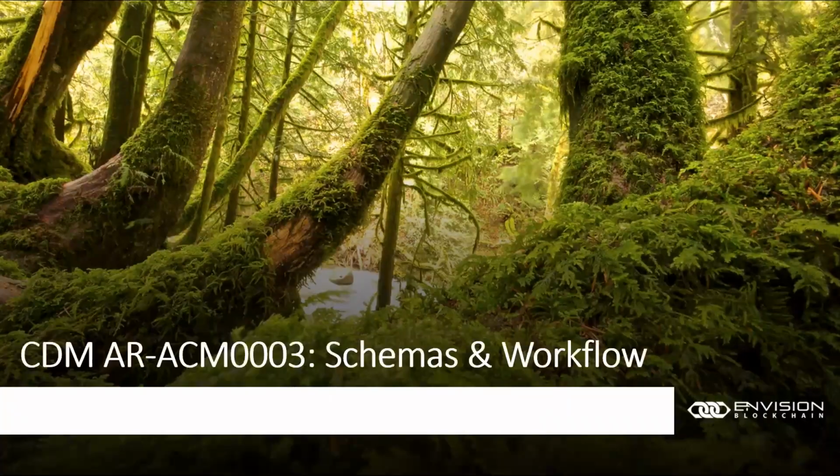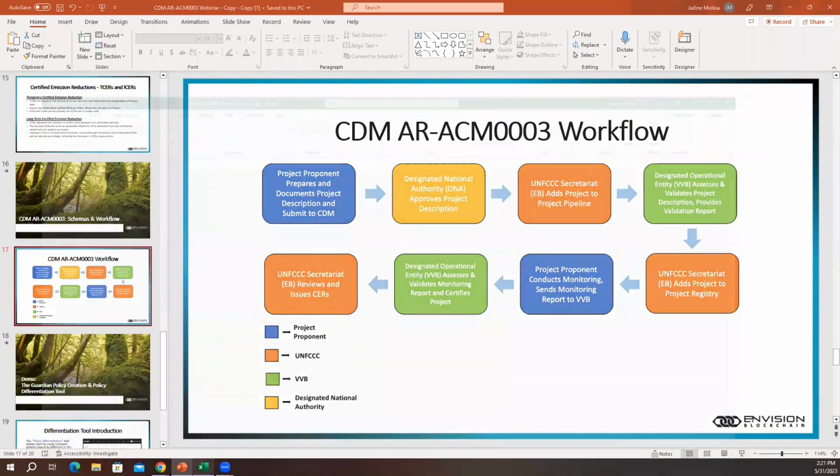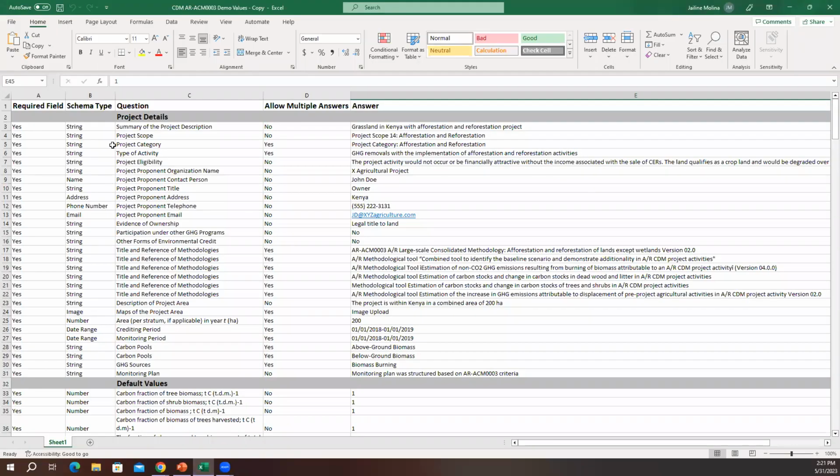And as we move into the schemas and workflows, we're going to take a look at our Excel spreadsheet. And just to note, we use Excel because it's an easier way for us to organize this information before it's transferred to the Guardian. So if you look at the very top, we separate it by the required fields, you can put yes or no. The schema type is a string, a name, address, phone number.